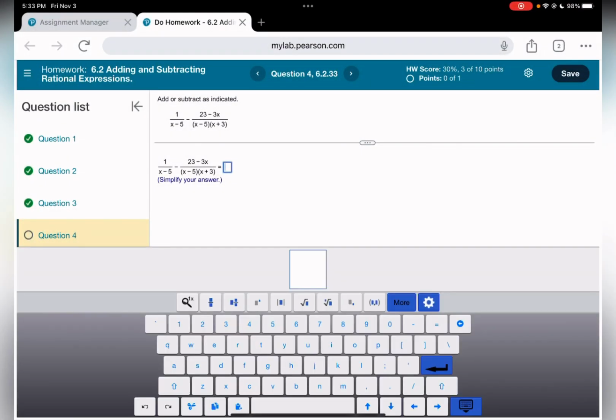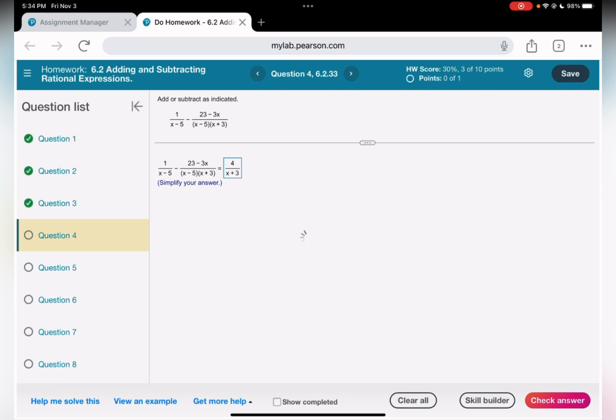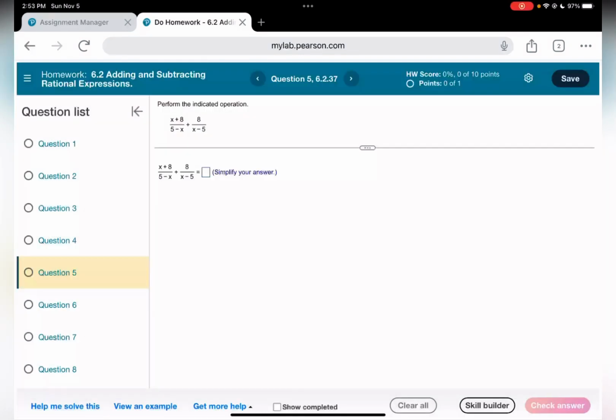Okay, 4 over x plus 3. Okay, by the time it will approve, you can do your stuff, go run around and come back.